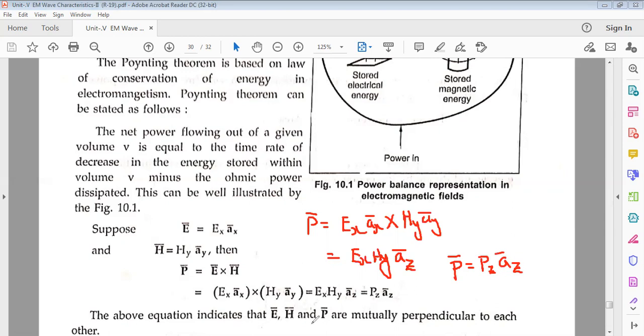This indicates that E bar, H bar and P bar are mutually perpendicular to each other.